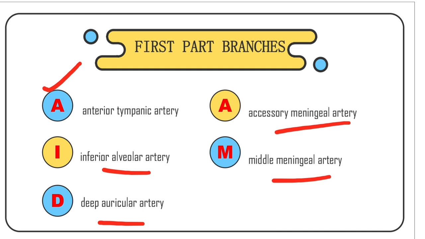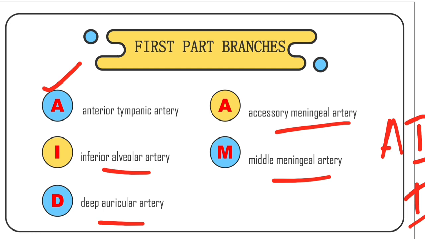To remember, a mnemonic is there: AI DAM. AI in the sense of artificial intelligence, but here we are going to use it as the mnemonic AI DAM. A is anterior tympanic artery, I is inferior alveolar artery, D is deep auricular artery, A is accessory meningeal artery, and M is middle meningeal artery. Okay, so this is the mnemonic.